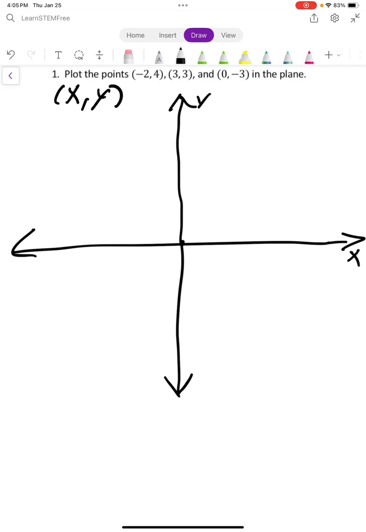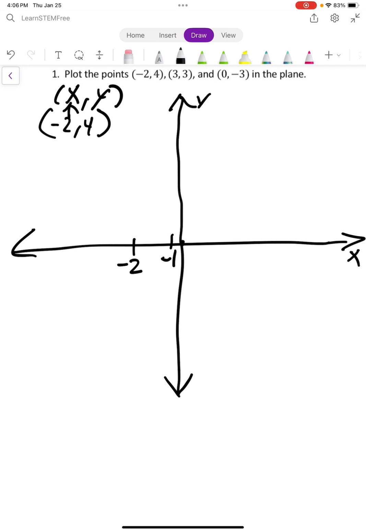We know that (-2, 4) is the first point we're going to do. It's saying the x is going to be -2. Negative is going to be the left side of the graph, at least for x. So we start at -1, -2. That's where our x is going to go. But we need to figure out that y.